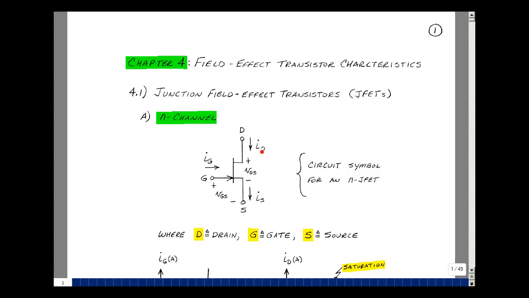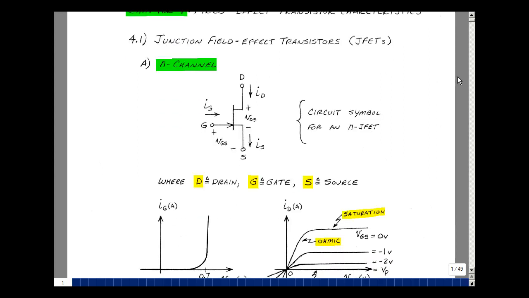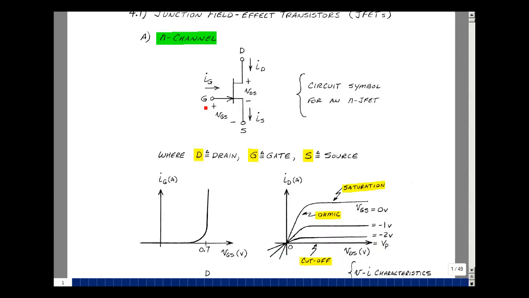The N channel device has this schematic symbol with an arrow pointing in at this straight line. The N channel JFET has three terminals, a drain, gate, and source, and then voltages and currents associated with those terminals. We'll call this voltage VGS, the gate source voltage, this the drain source voltage, V sub ds, the current coming into the drain, I sub d, the current leaving the source, I sub s, and the current entering the gate, I sub g.